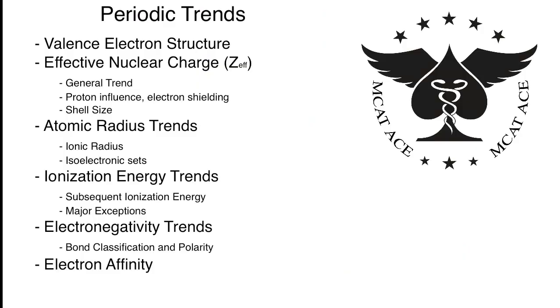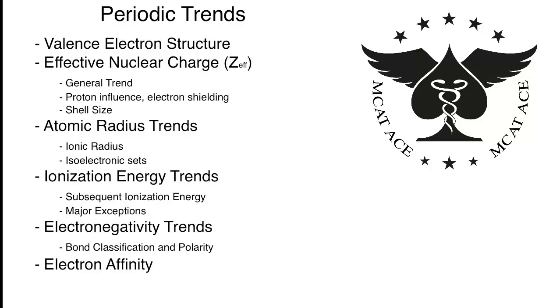Hi there everybody, welcome to another MCAT ACE video, and in this particular lesson we are going to be covering periodic trends. So this is when we look at the periodic table, the various trends that we come across or the assumptions that we can make as we go across the various families and periods in the periodic table. So you can see from the outline here what we would like to cover.